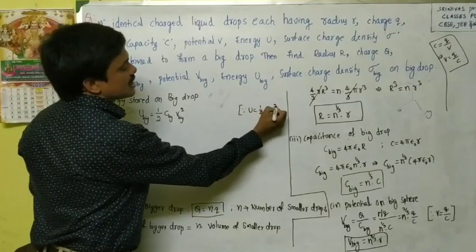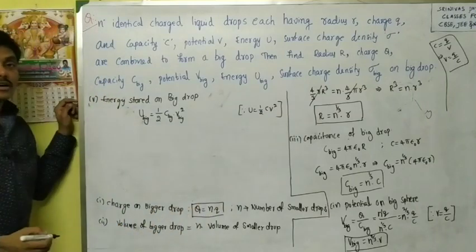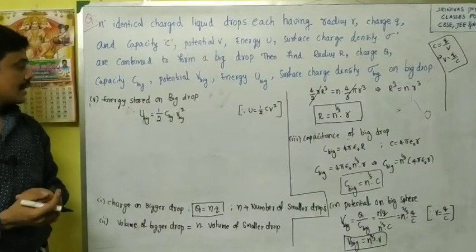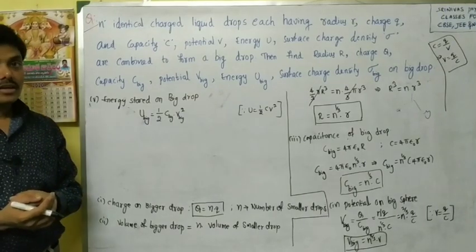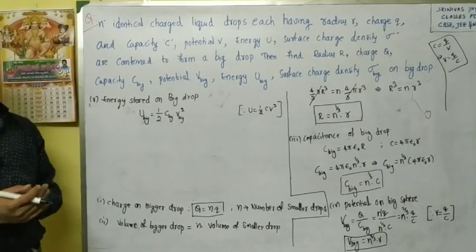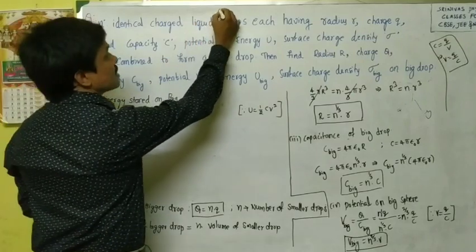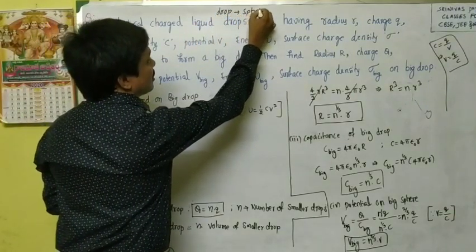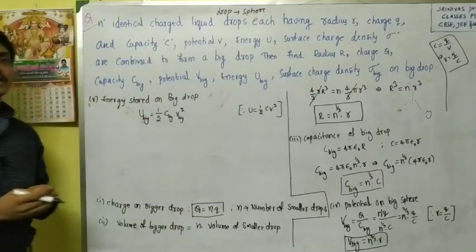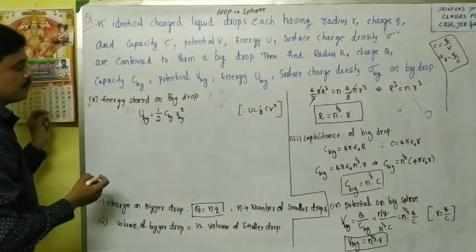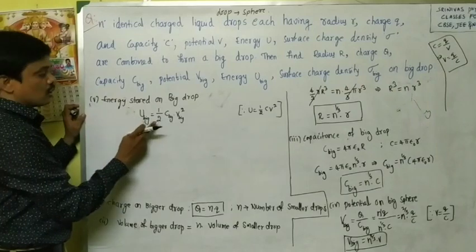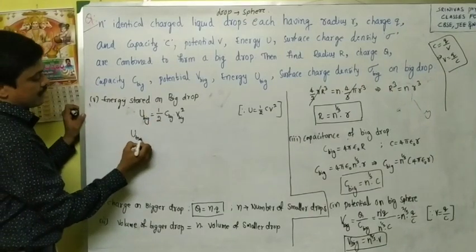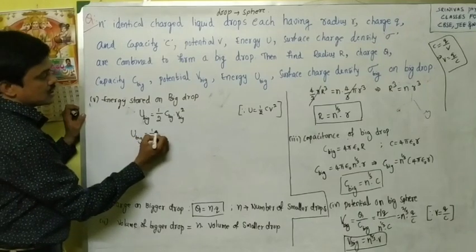Because we know the formula for the energy stored is half CV square. There are several formulas for the energy stored in a capacitor. A sphere or drop can act as a capacitor, right? Drop or sphere, the two are the same. Sometimes I am saying drop and sometimes sphere. The drop is in spherical shape, so either we can take it as a sphere or a drop, no problem. The energy stored on the bigger drop is equal to half into C big into V big square.